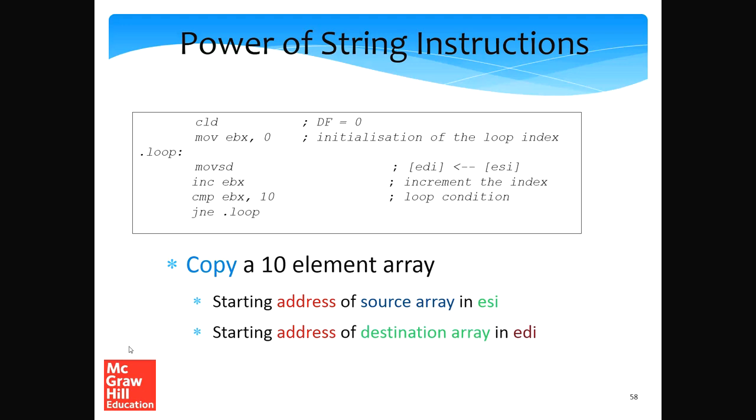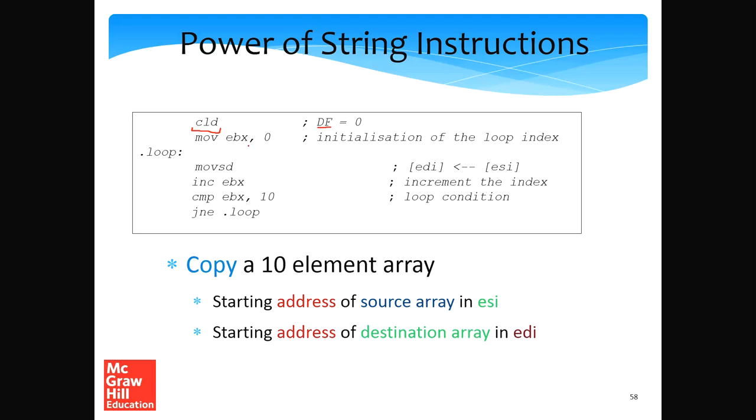Let's assume that we have a 10 element array of integers. The starting address of the source array is in ESI and the starting address of the destination array is in EDI, and we want to copy the source to the destination. The first thing we should always do for such code is set the direction flag, DF, to either 0 or 1. In our case, we want to count upwards, starting at the lowest element and going up. Up means towards higher addresses, so we set DF equal to 0 by calling the CLD instruction.